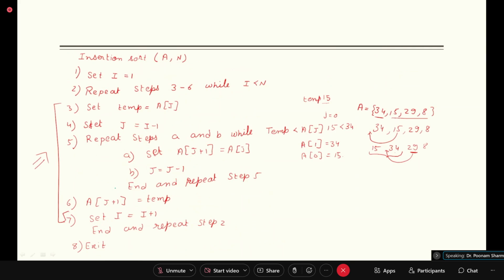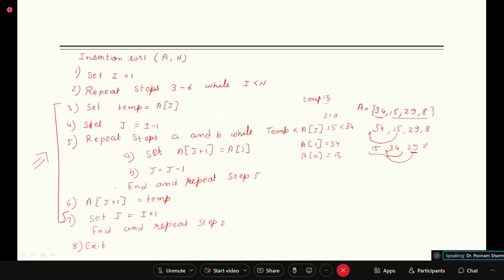So if we go to the algorithm for this, I will pause for 30 seconds, then we will discuss what is written over here. Okay, so now I think you have read it.